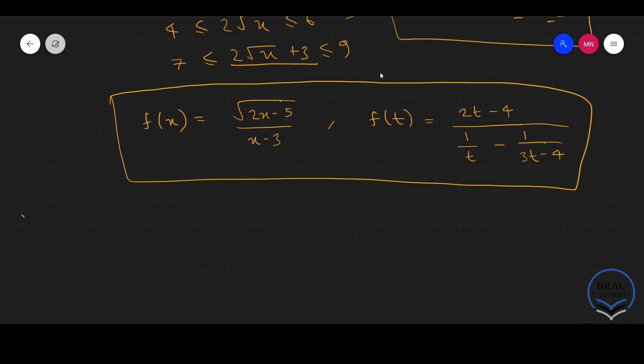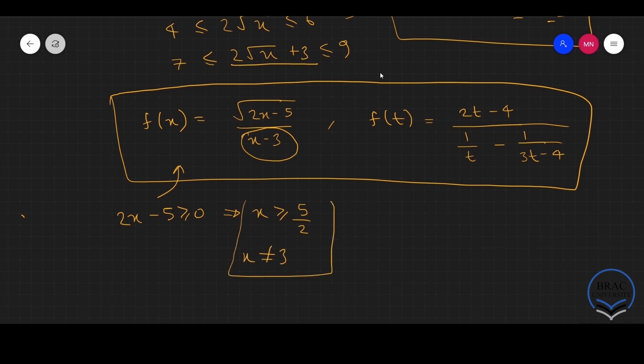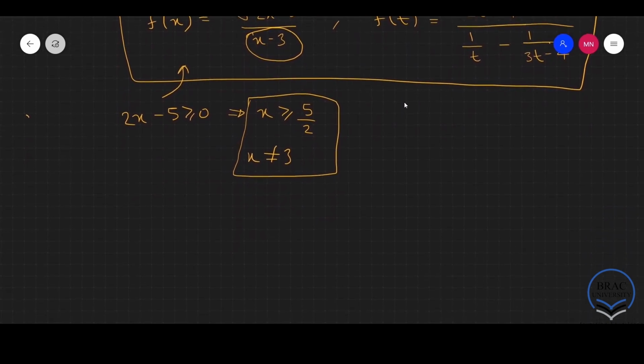If we find the domain, all we want to do is find the domain of these functions. So for the first function, we can see that there is a square root. That means the argument has to be greater than or equal to 0. It has to be non-negative. And that means x has to be greater than or equal to 5 by 2. And also, we can look at the denominator and see that x minus 3 cannot be equal to 0. That means x also cannot be equal to 3. So we have these exceptions that we have to exclude from the domain.